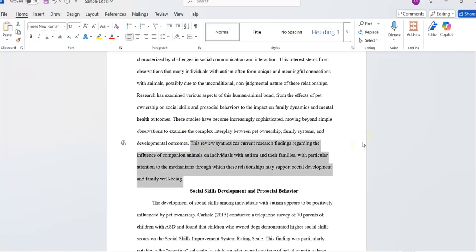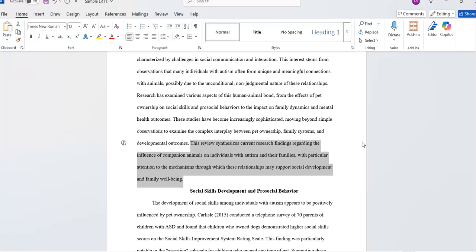Okay. You will be very direct and say this literature review or this review synthesizes current research findings regarding the influence of companion animals on individuals with autism and their families. That was your topic. Okay. With particular attention to the mechanisms through which these relationships may support social development and family well being. Okay. So you're going to tell me basically what your categories, your themes are.